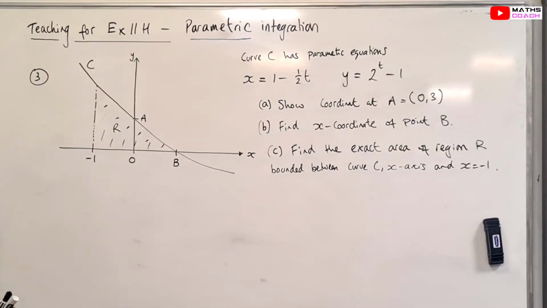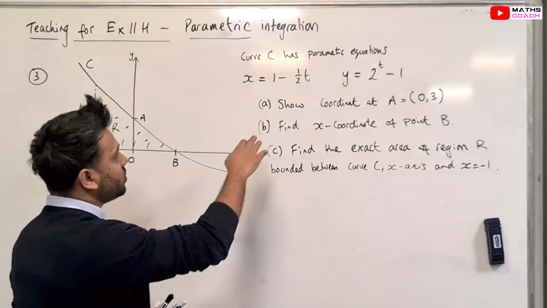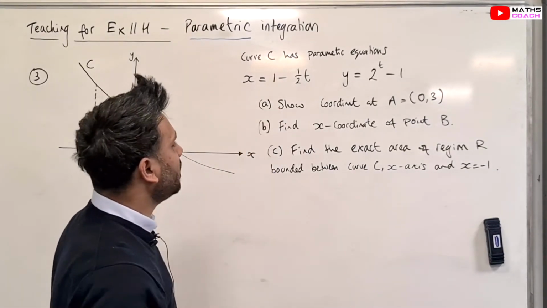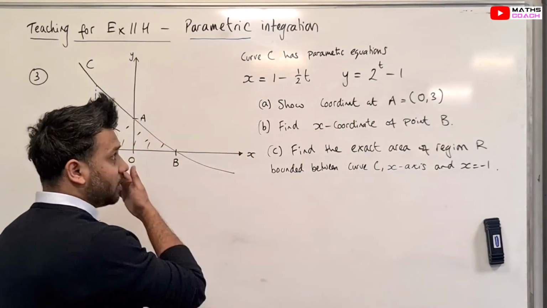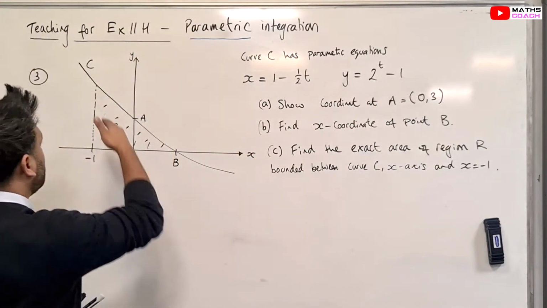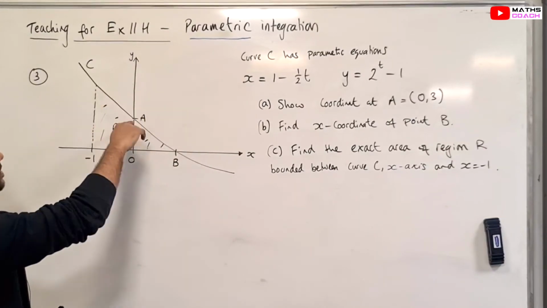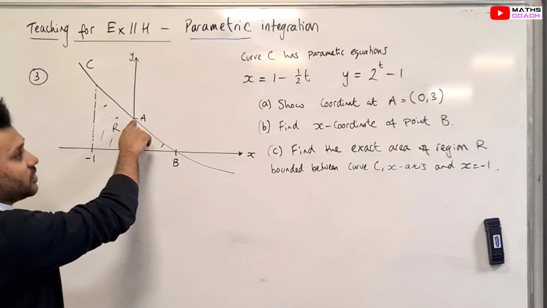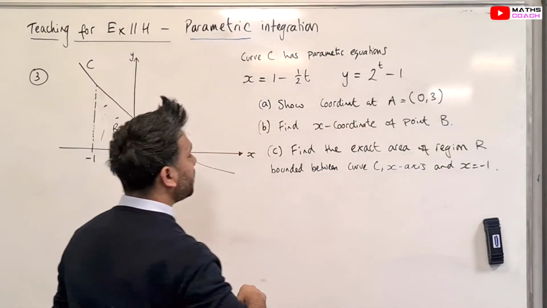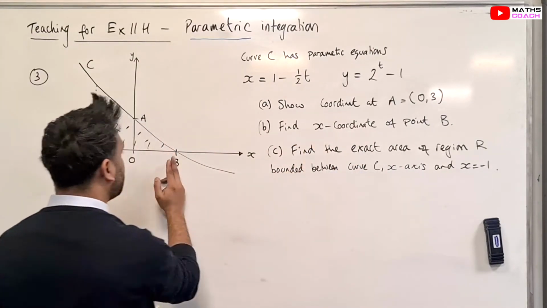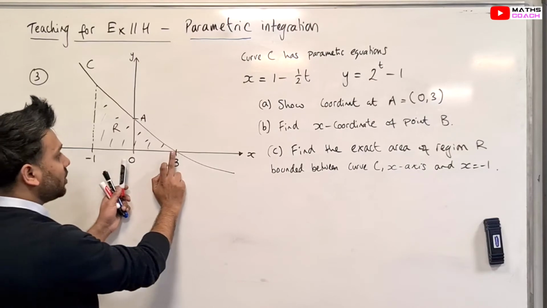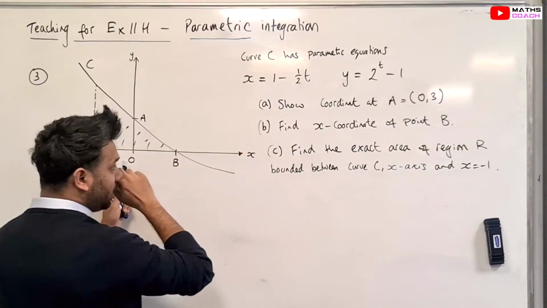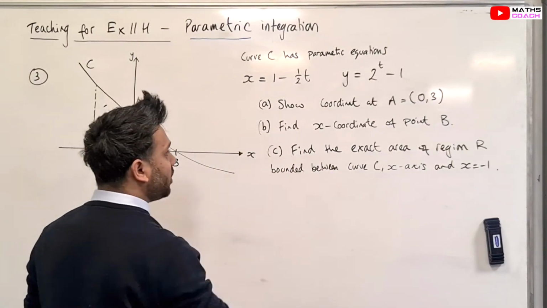Okay, so here we have a curve given by a parametric equation, x equals 1 minus a half t, and y equals 2 to the power t minus 1. Show that the coordinate of point A, so if you look at the curve, it cuts the y-axis at point A, is 0, 3. Find the x-coordinate of point B. Well, point B is on the x-axis, so we know y is going to be 0 to work out the x-coordinate here. And then find the exact area of region R.